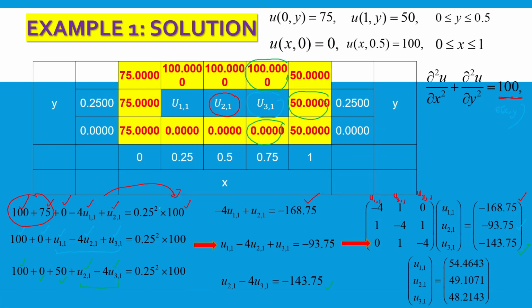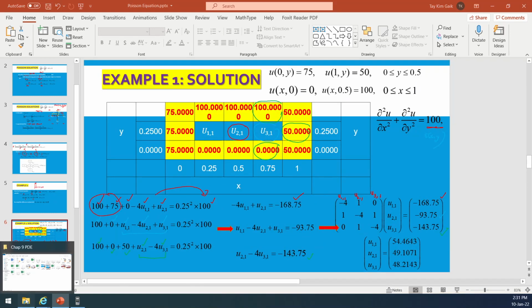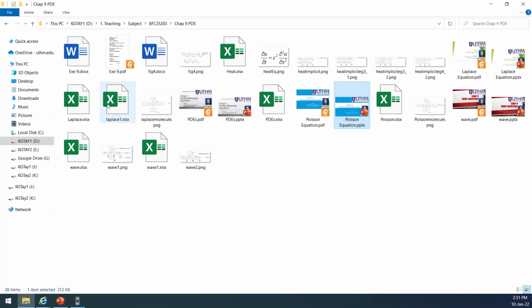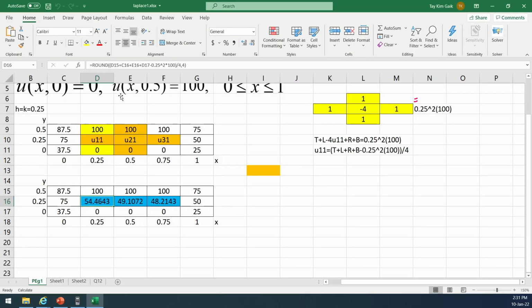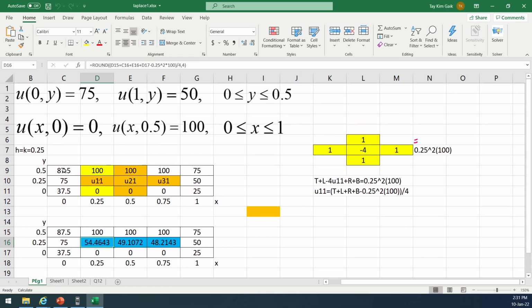In the previous PDF, there's a careless mistake because I forgot to multiply with the h squared. So please correct the right hand side here, the vector B and the solution. So do you have any questions? Okay, I think this is Poisson example 1.